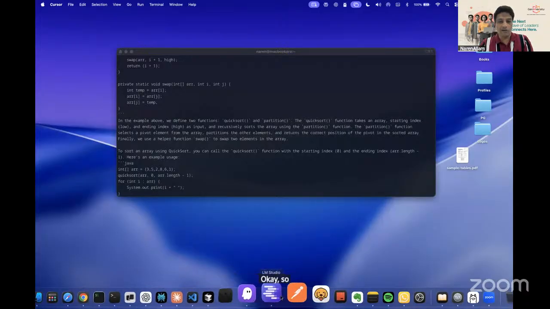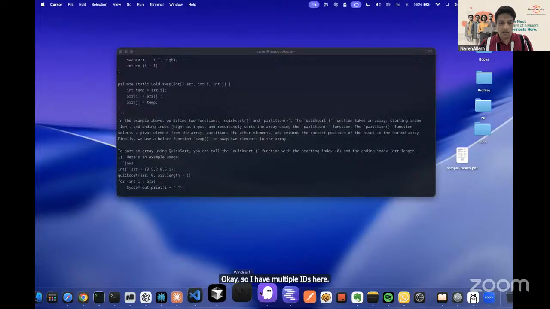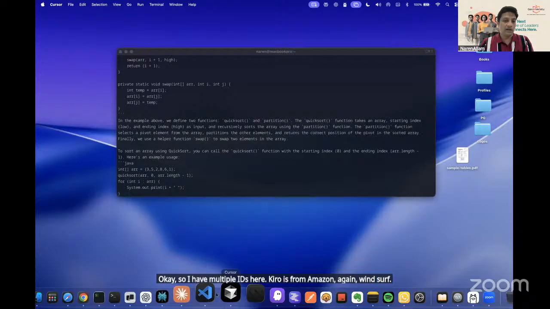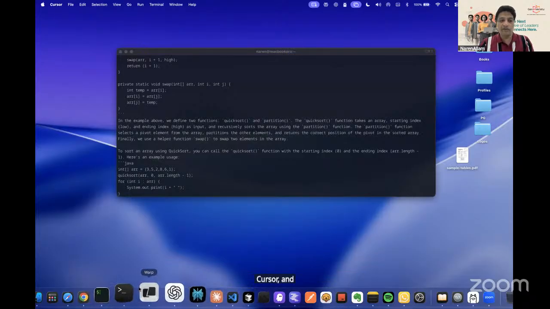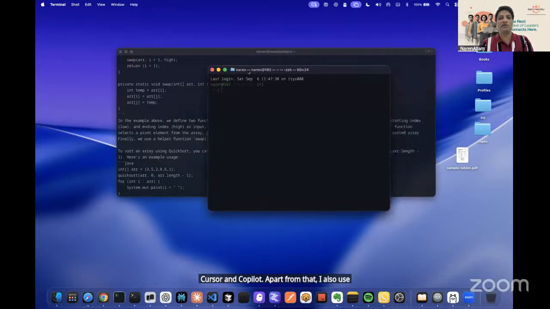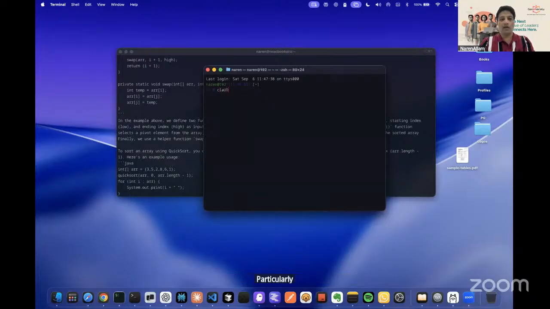So I have multiple IDEs here. Kiro is from Amazon, again, Windsurf, Cursor, and Copilot. Apart from that, I also use command line versions, particularly Claude. Let's go to the AI.